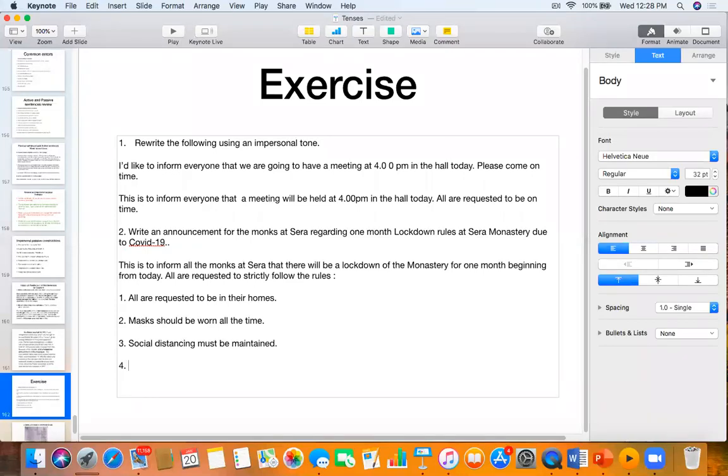Passive voice makes it formal language. So those two things, the formal language and the passive voice, make it perfect language for official announcements.